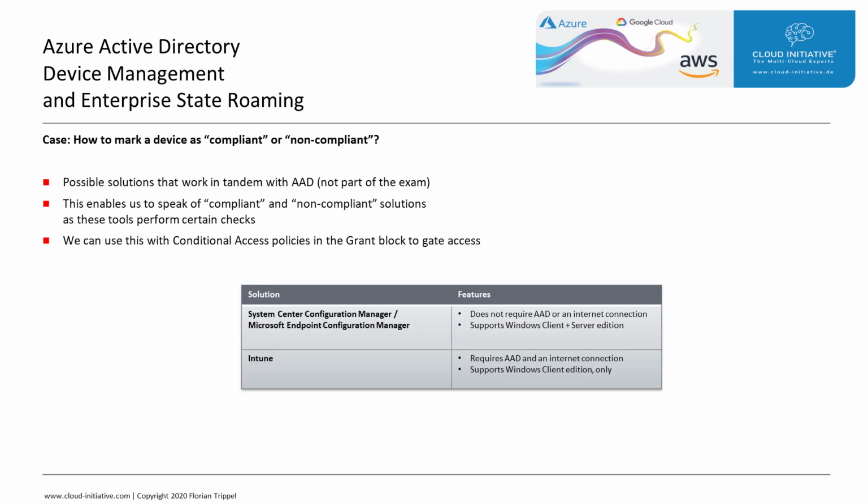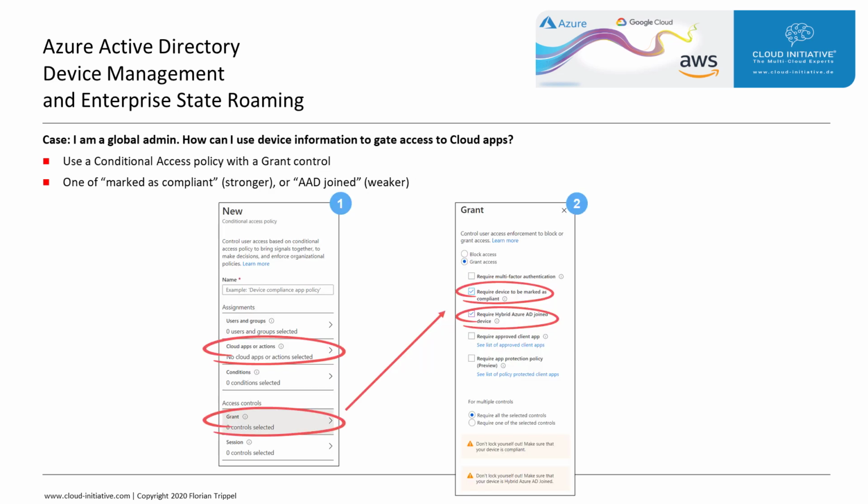Let's consider the case that we want to mark a device as compliant or non-compliant. Well, Microsoft has multiple solutions for that that work in tandem with AAD, but these solutions are not part of the exam, so just some name dropping here. And as you remember from the lesson on conditional access, you can use this compliant, non-compliant thing together with conditional access policies. So on the next screen, we see this in action. We see a conditional access policy being crafted that requires the device to be marked as compliant as well as hybrid Azure AD joined.